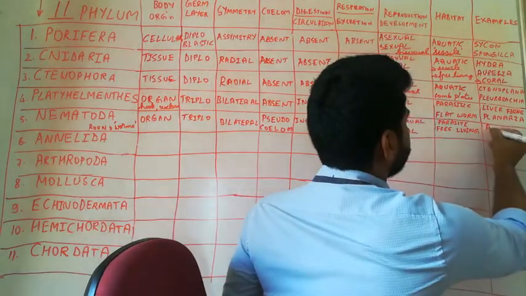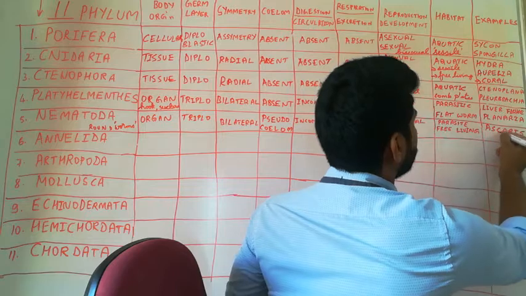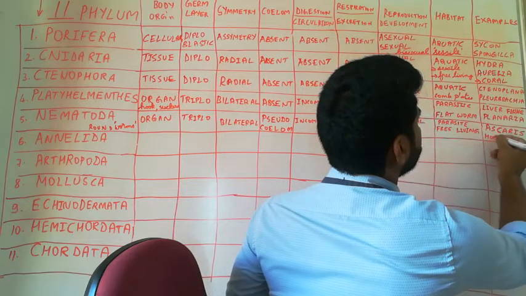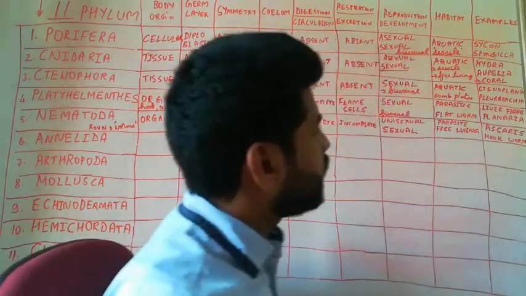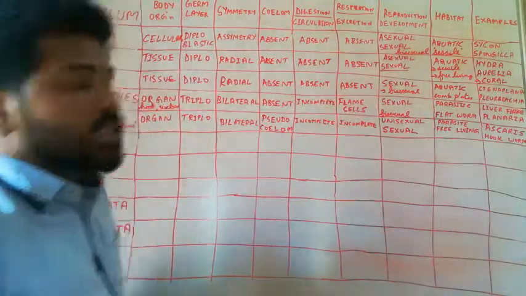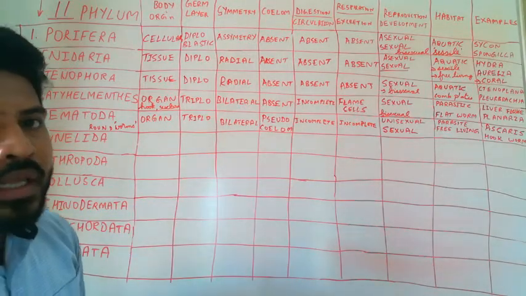Examples: Ascaris and hookworm are examples for this phylum. So mostly they are parasites or free living.